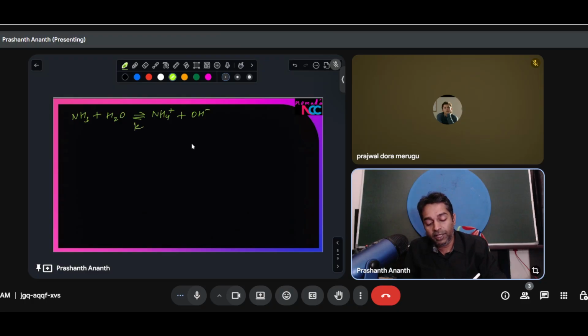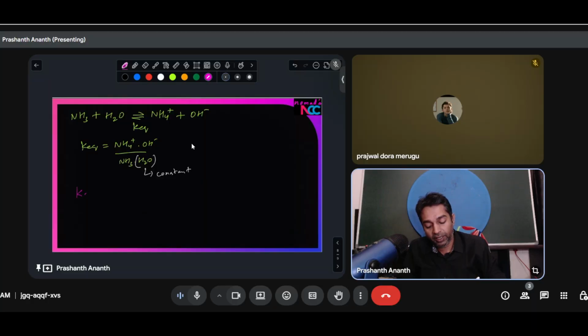Again, the K equilibrium is NH4+ times OH- divided by NH3 times water. Again, this water is going to be a constant. Because it is a constant, we can effectively write K equilibrium times water is equal to NH4+ times OH- divided by NH3. So we end up having this K equilibrium times water now looked at as what is called Kb for any weak base.